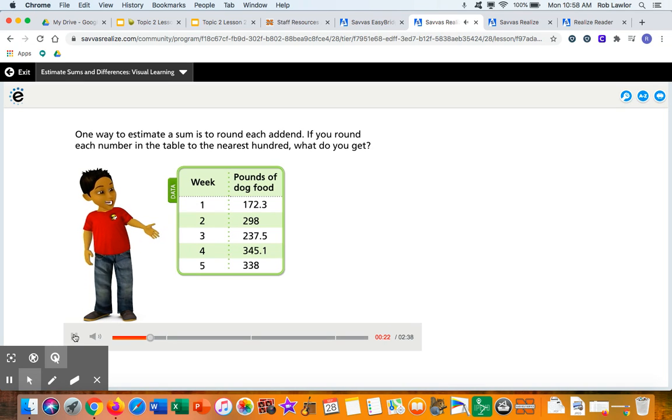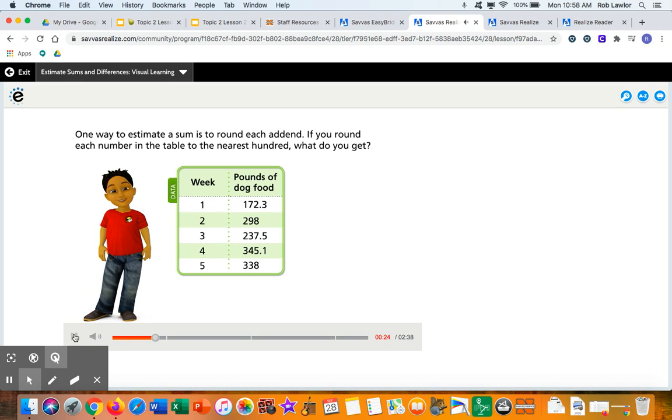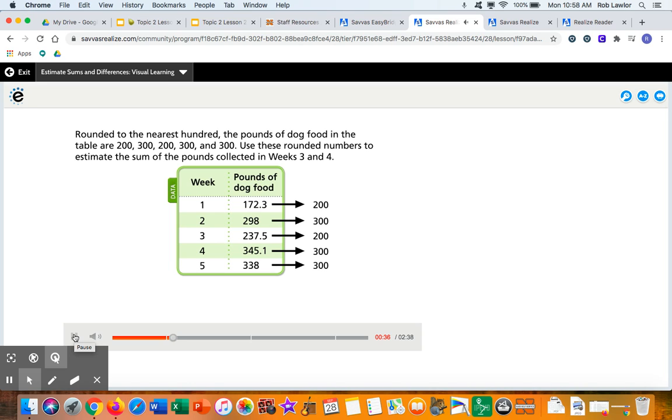There is more than one way to find an estimate. One way to estimate a sum is to round each addend. If you round each number in the table to the nearest hundred, what do you get? Rounded to the nearest hundred, the pounds of dog food in the table are 200, 300, 200, 300, and 300.